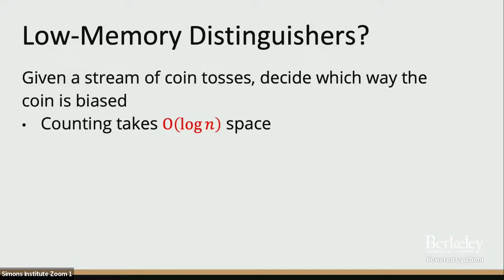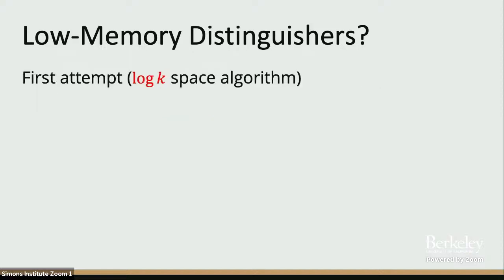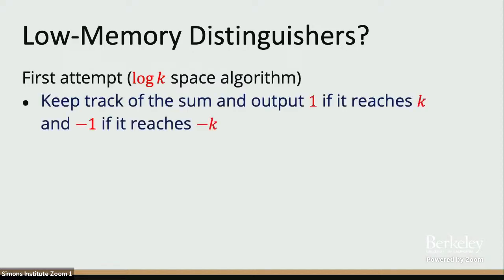So let's look at some algorithms. Let's say you want to solve it in log k space, where k is some number less than n. Your first attempt would be to keep track of the sum. What I mean is you keep track of the number of heads minus the number of tails, and if it becomes greater than k, you output that it's biased towards heads, and if it becomes lower than minus k, then you say it's biased towards tails.